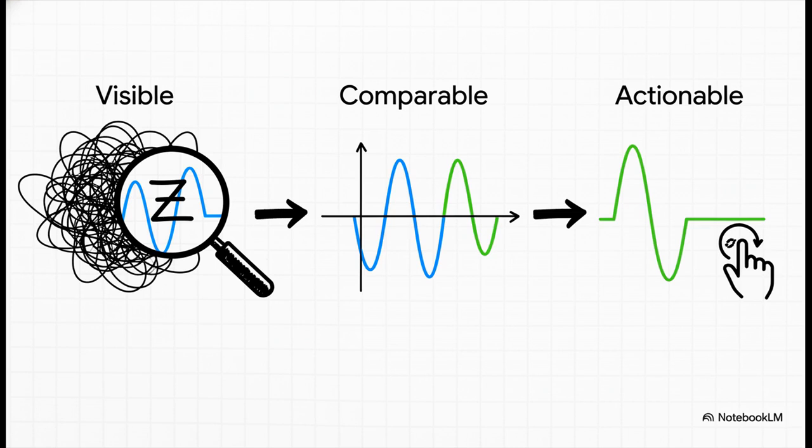Z-score is not just a number. It's a new way of seeing your business. It is a management tool that takes the invisible enemy of variation and makes it visible. It takes complex, totally unrelated processes and makes them comparable. And it takes these vague, fuzzy problems and makes them truly, finally, actionable.